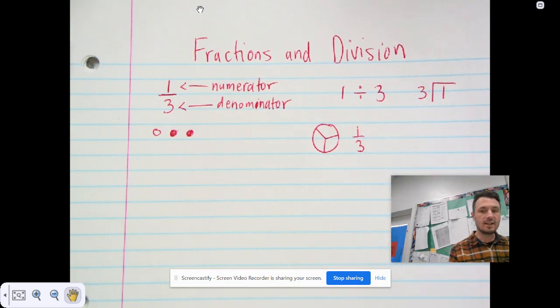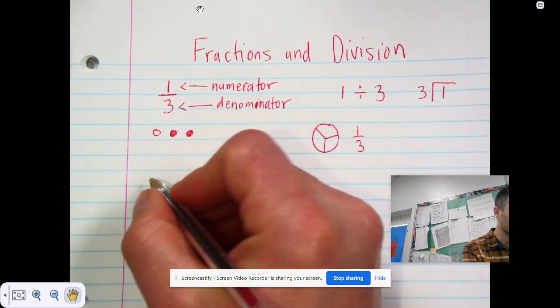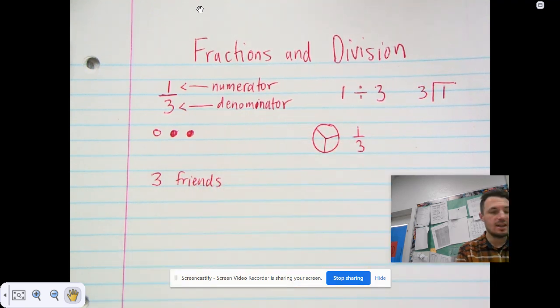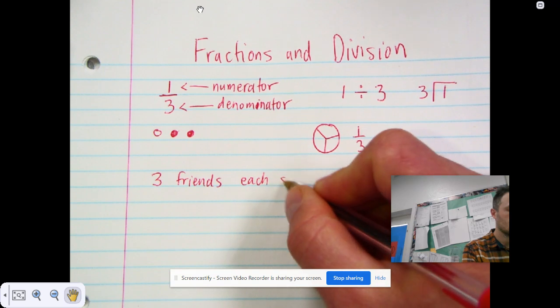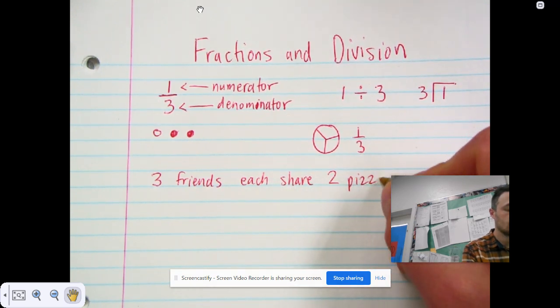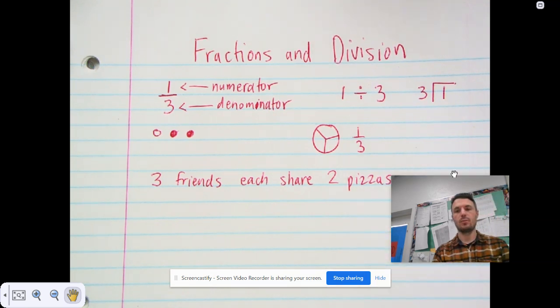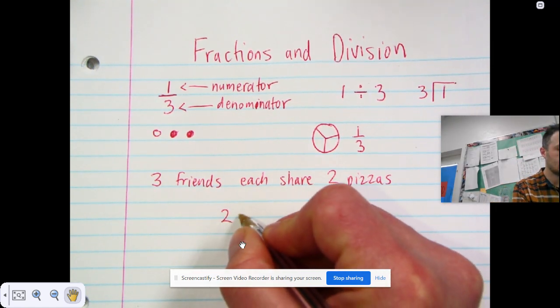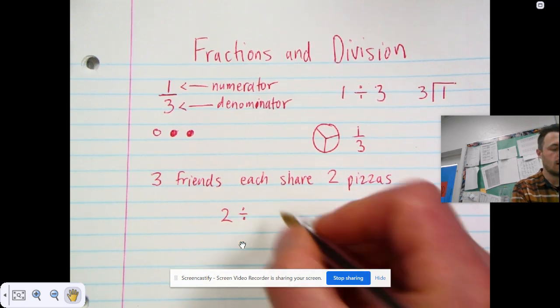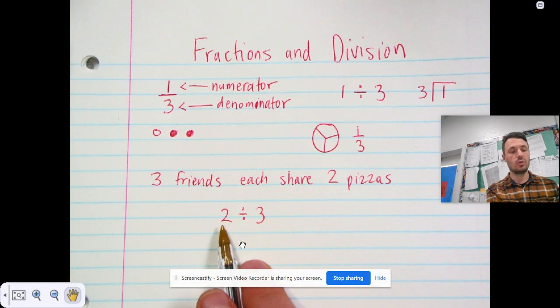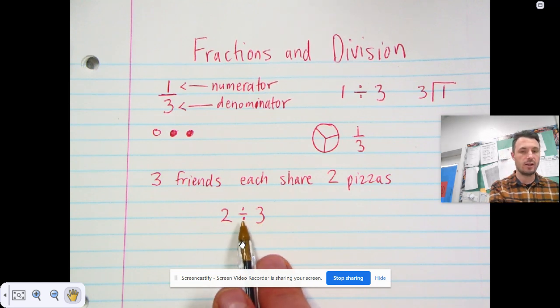Okay, so let's say there was a situation where there's 3 friends and they each share 2 pizzas. Okay, 3 friends each share 2 pizzas. This means 2 pizzas is being divided by 3 people. 2 whole pizzas are being divided equally among 3 people. That's 2 divided by 3.